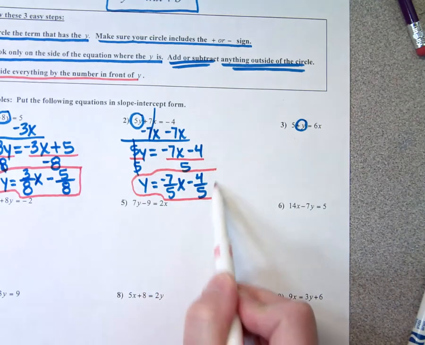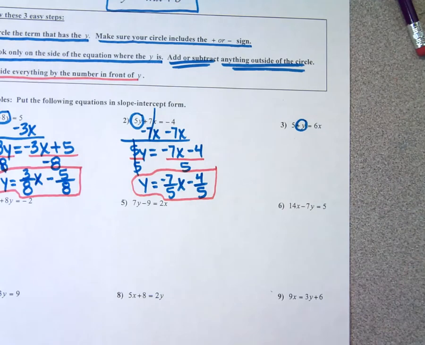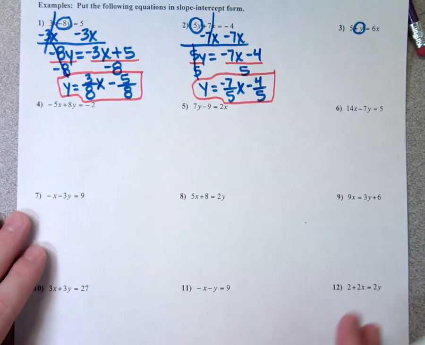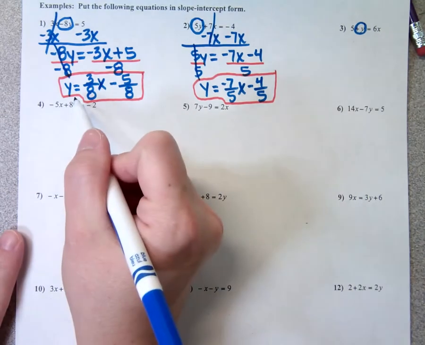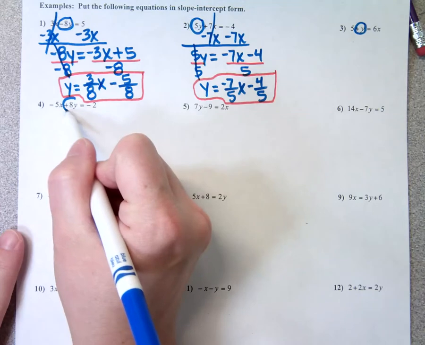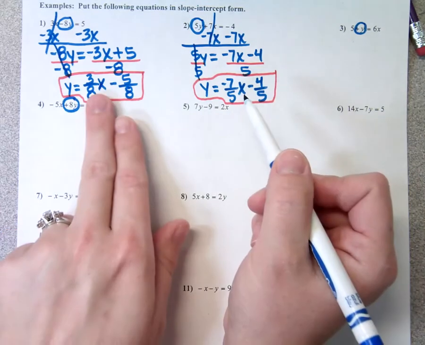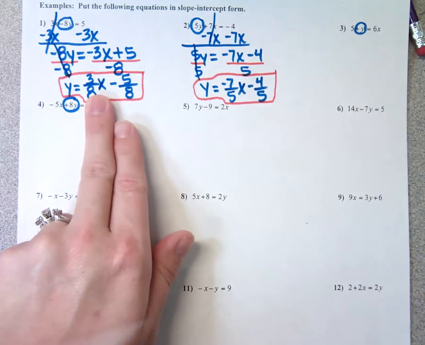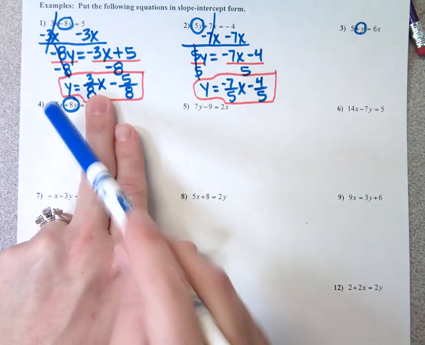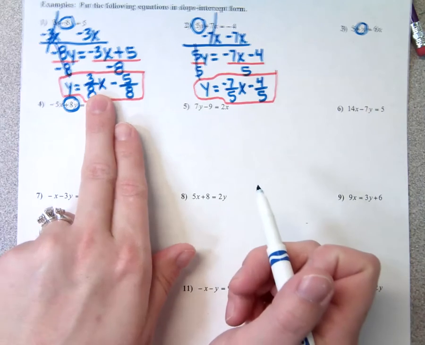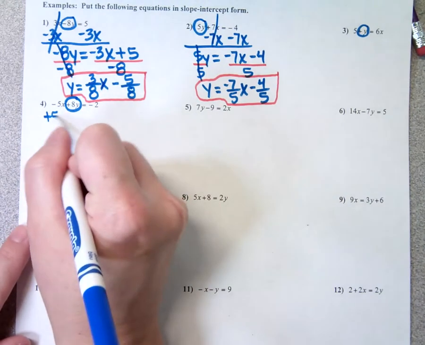Okay, I'm going to hop down to number 4 and just maybe skip around a little bit, and then we'll get to the other set of notes. Okay, number 4. I'm going to circle everything smushed with my Y, including that plus or minus sign. I look on the side of the equals where my circle is. If something's outside the circle, I add or subtract to make it go away. So what would I do to make a minus 5x go away? I would add 5x.